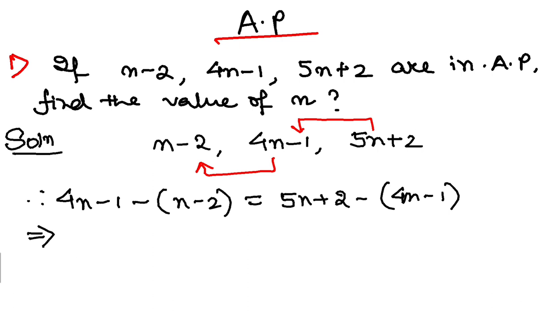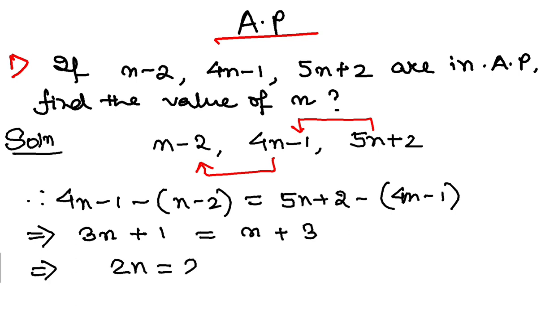So if I simplify this one, this will be 3n plus 1, and if I simplify this one, this will be n plus 3. That means 2n is equal to 2, which implies n is equal to 1. So my final value of n is 1. Alright, this is the first type of question. Now let's go and check the second type of question.